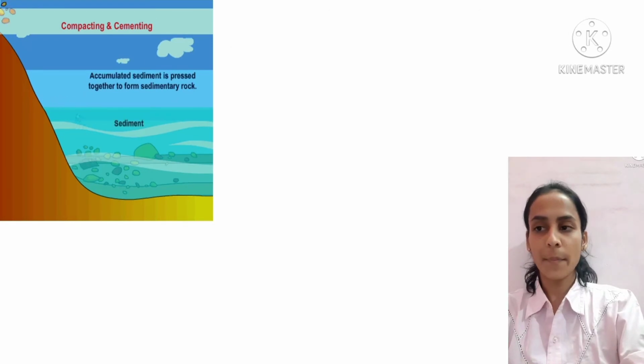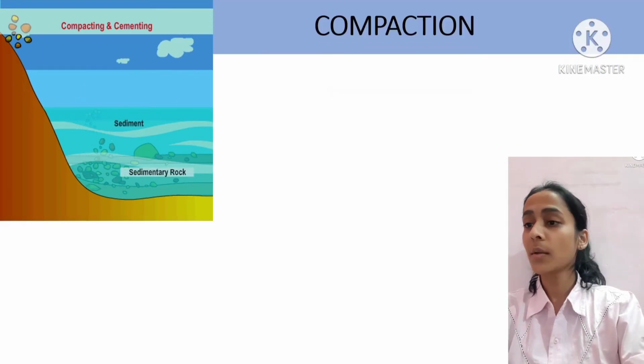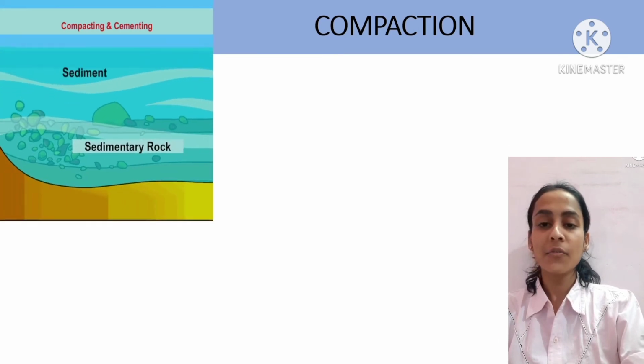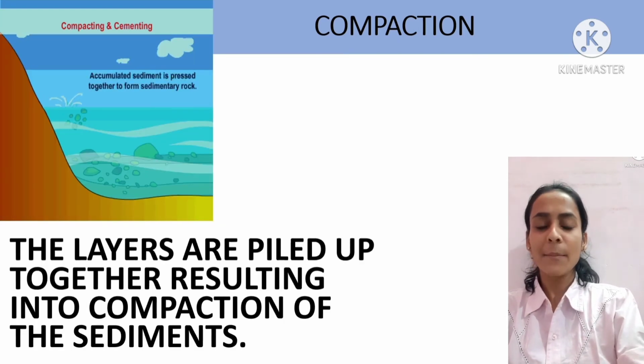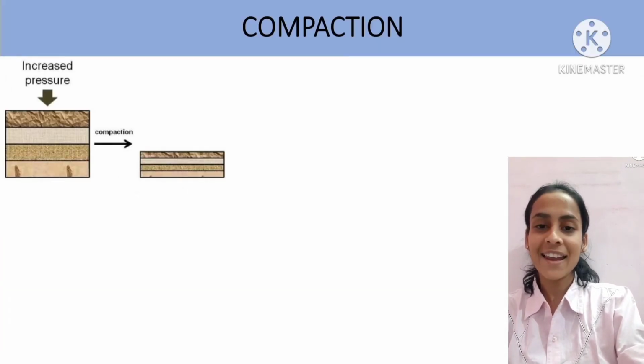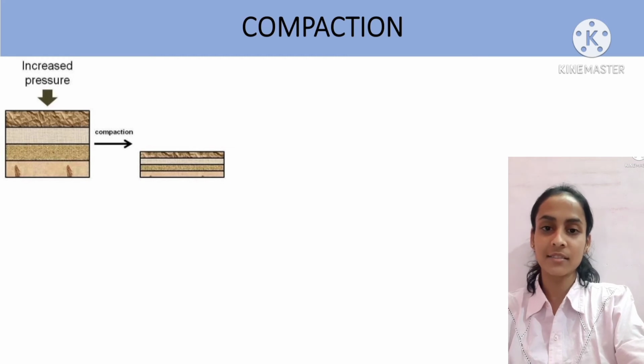The fourth one is compaction. Over the years, as more and more rocks get deposited, they form a layer. As these layers pile up, the rocks underneath these layers become closer and closer together. This removes a lot of space between them and hence the rocks get compacted.